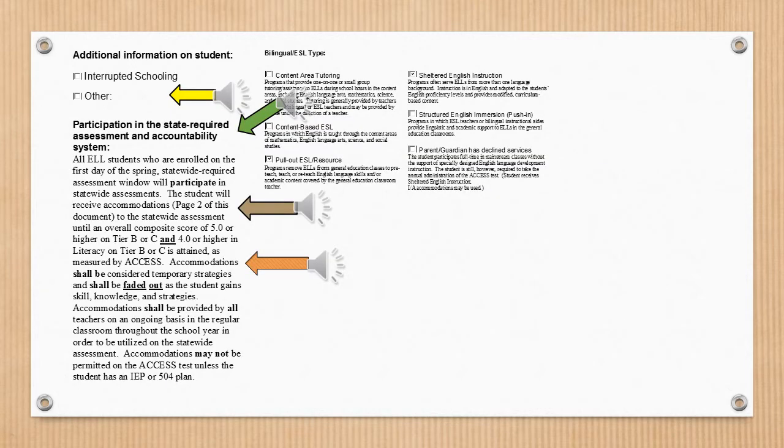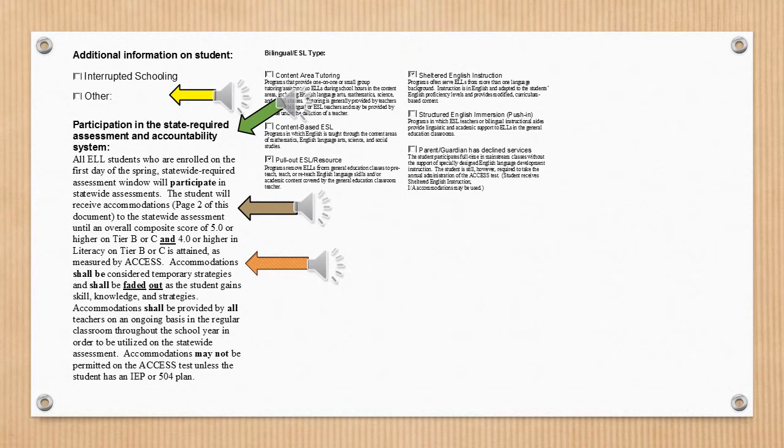The yellow arrow indicates additional information on a student. If interrupted schooling is checked, you will need to speak with the EL teacher or guidance counselor to find out if there is a gap in learning or if the student has missed schooling for another social reason. Other is a useful area to indicate if the student is dual identified. If they have an IEP, this will be filled out here.